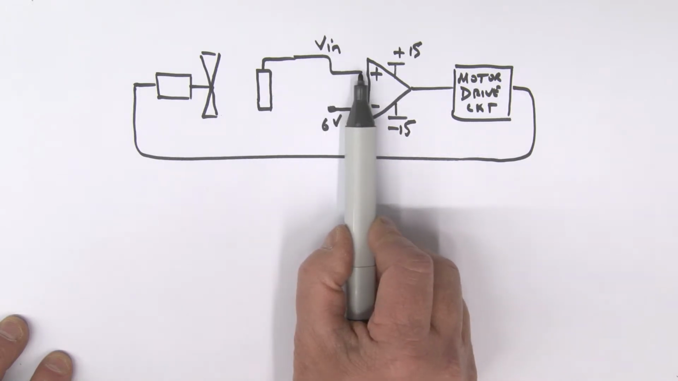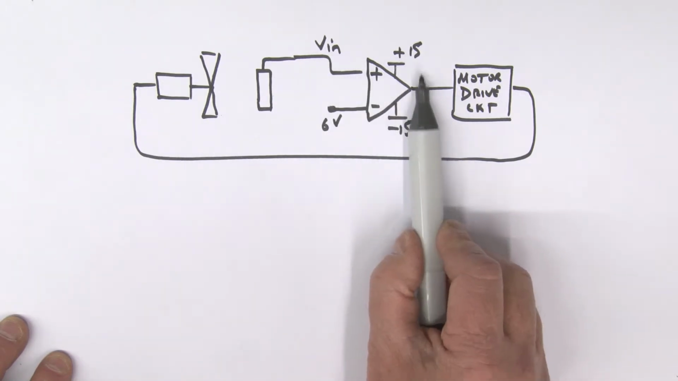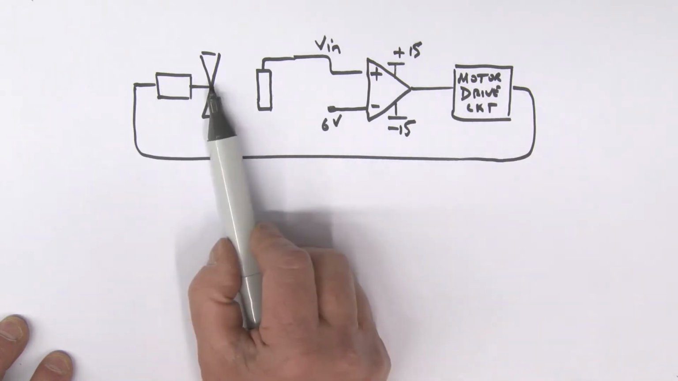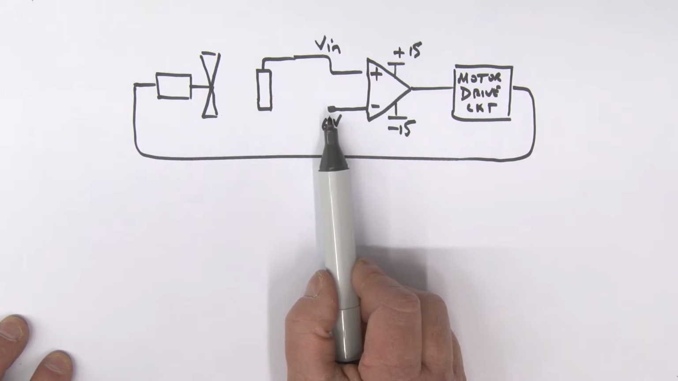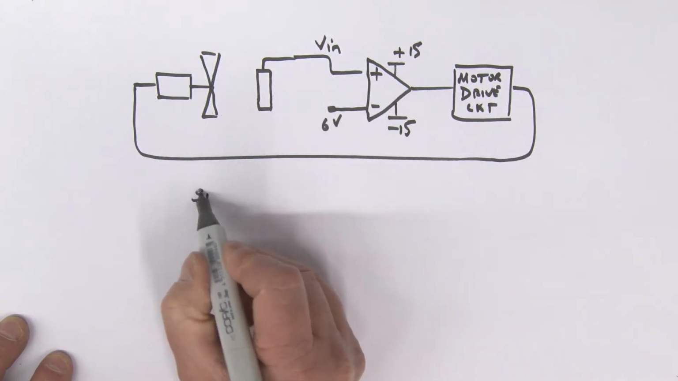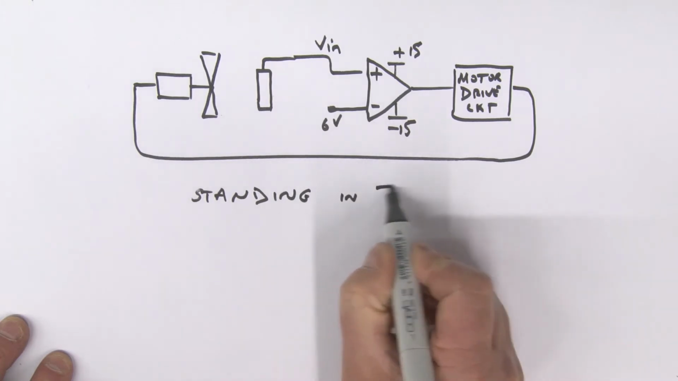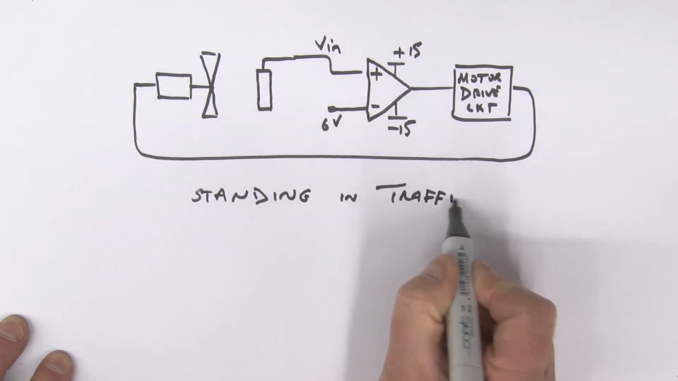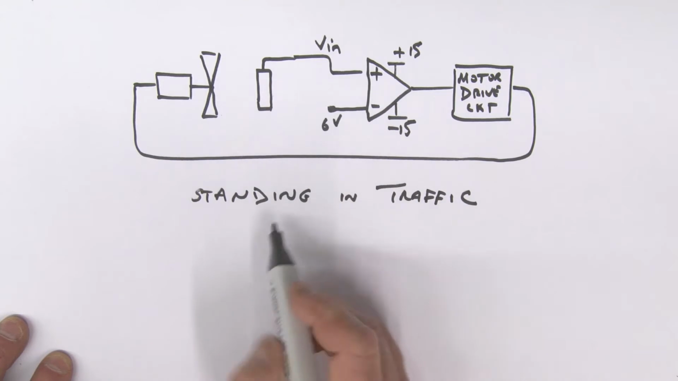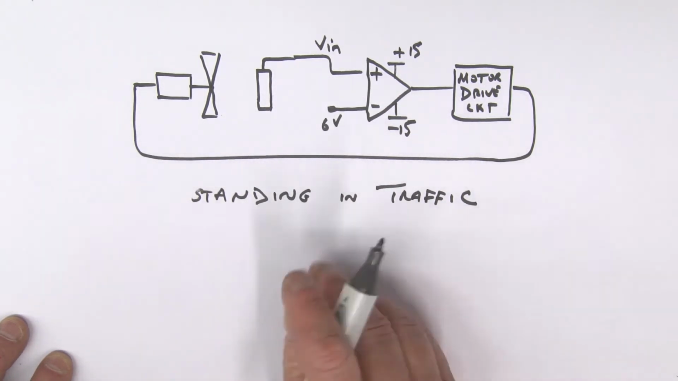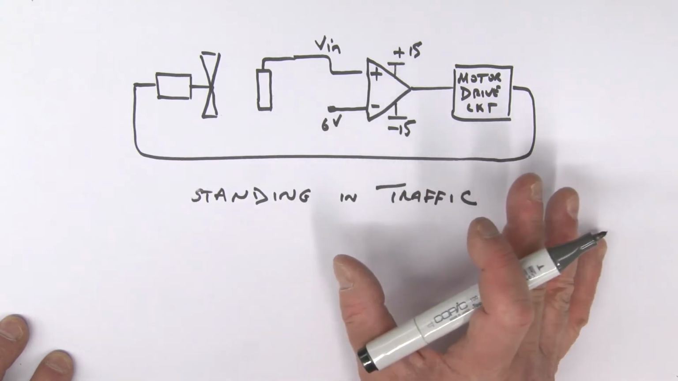It reaches 6 volts plus a little bit. This switches back to a plus 15. Then what happens? The fan now turns on again. And I think you could see if we're actually standing in traffic, so the car is not moving, then basically this fan is going to turn on, turn off, turn on, turn off, turn on, turn off, which is really not a desirable situation.